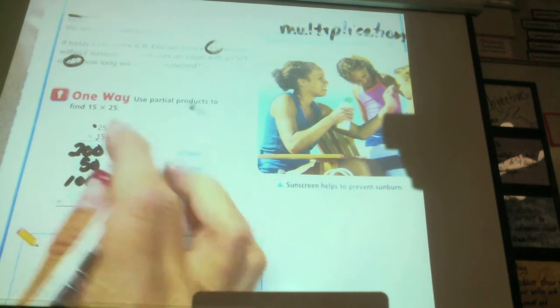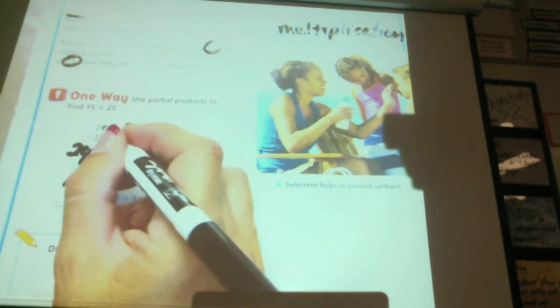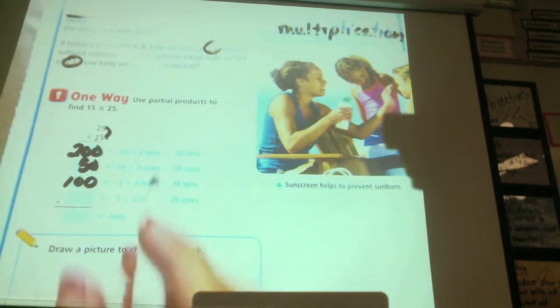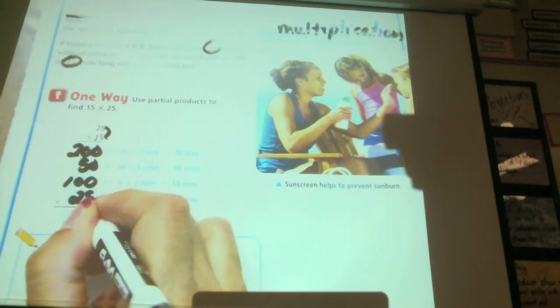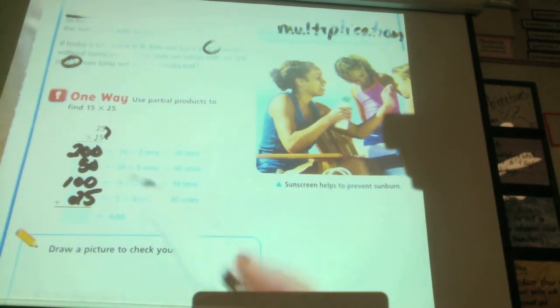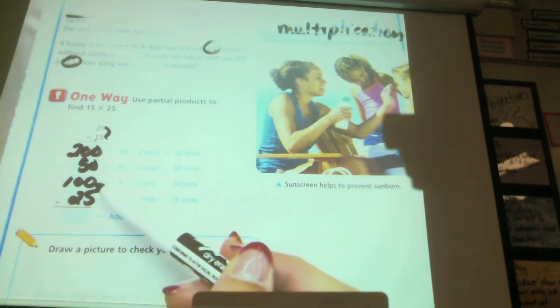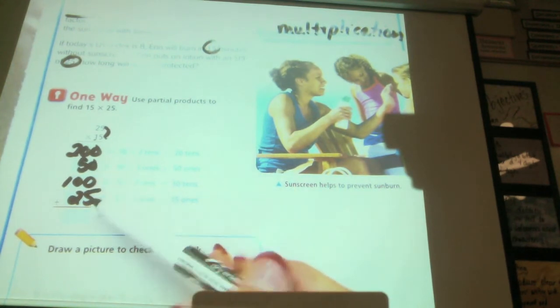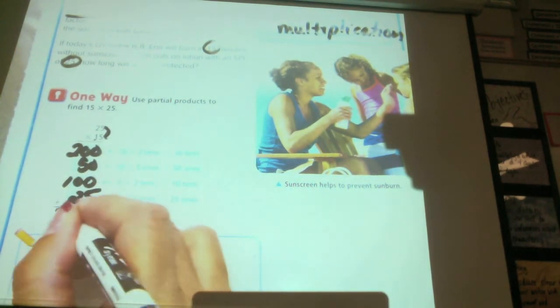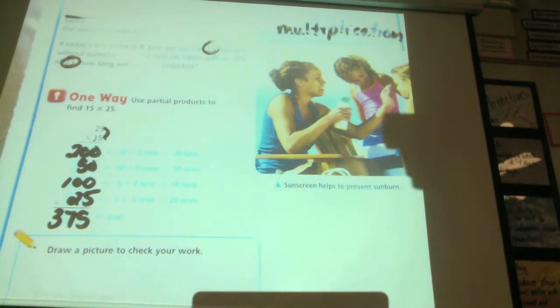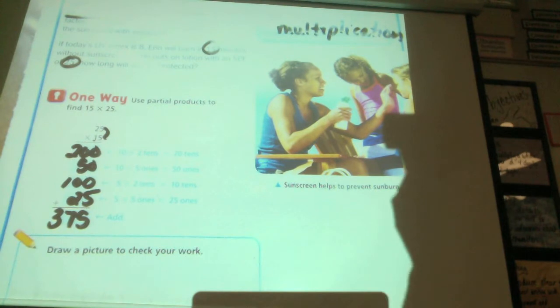And then the last thing we do is multiply the 2 5s. And what is 5 times 5? 25. So now I can add those. I actually can add those in my head. 200 plus 100 is 300, 350, 375. And you guys could add that in your head as well. Okay? So partial products is one method. Put your pencils down.